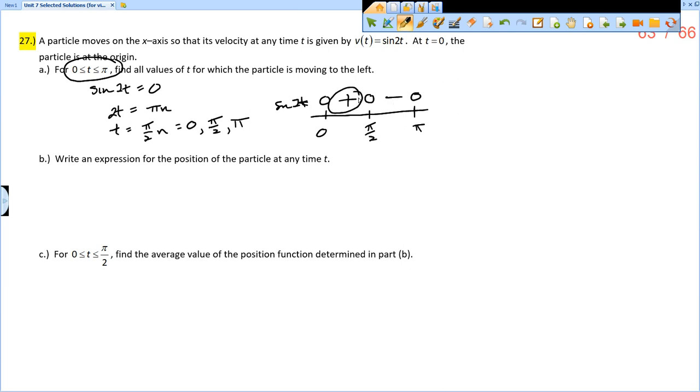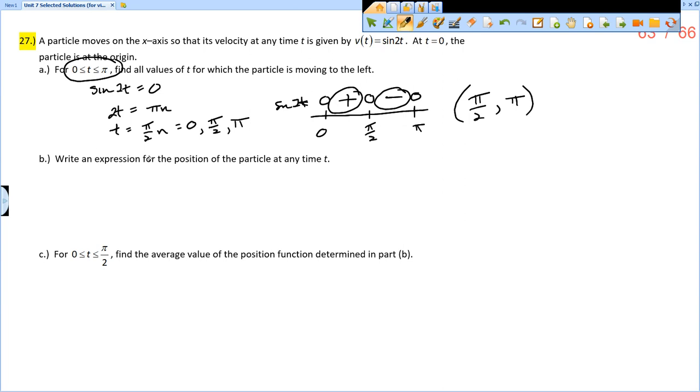So we get that the velocity is positive here and negative here. So when is the particle moving to the left? That would be from pi over 2 to pi, all right? Now, remember, that is kind of an older question, right? But nonetheless, we still need to make sure we can do it.